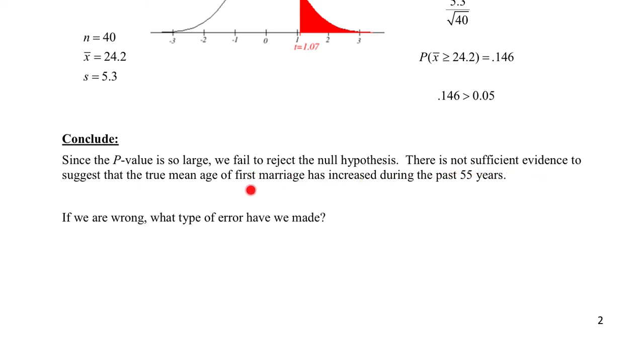There's not sufficient evidence. So what type of error would we have made if we're wrong? This would have been a type 2 error. This is a type 2 because we failed to reject the null hypothesis when actually it was the alternative that was true. So not good. That's a type 2 error.